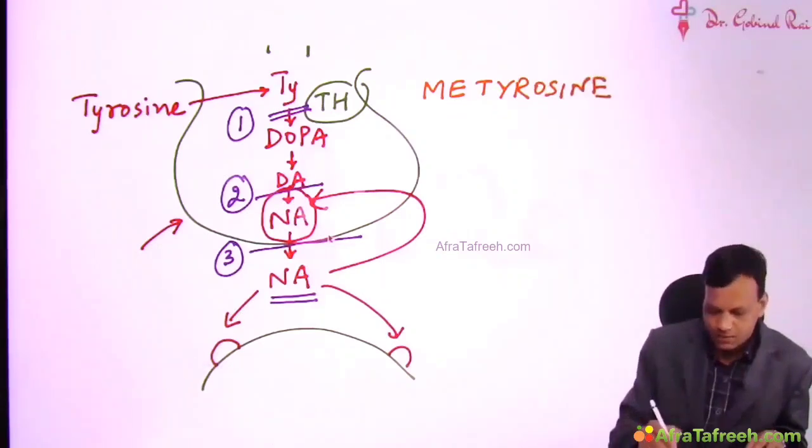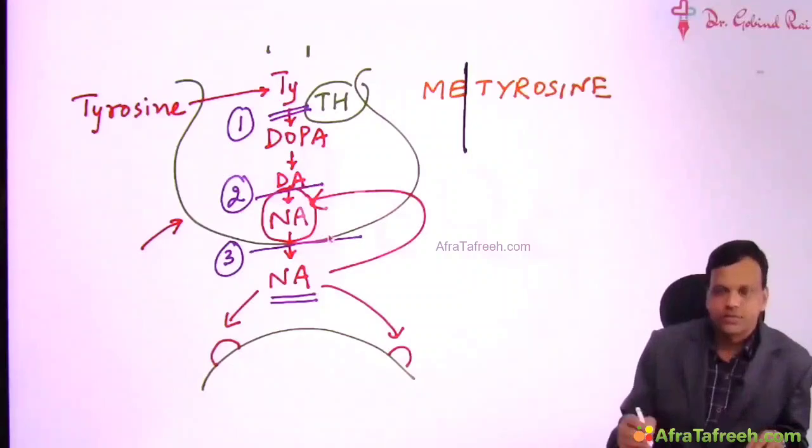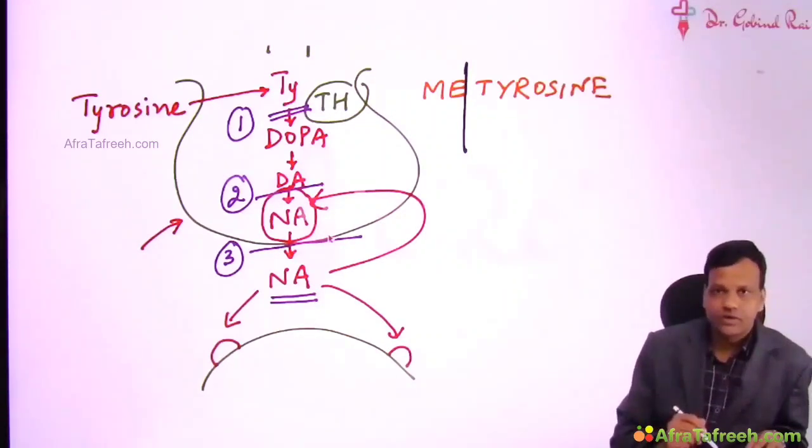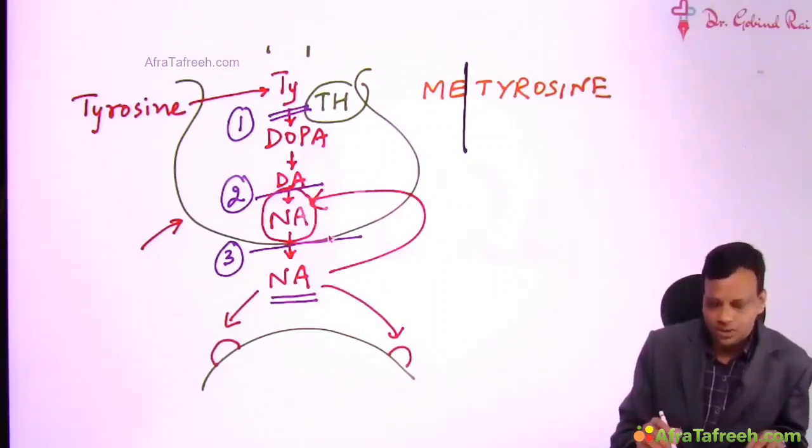Metyrosine. Again, from the name you can remember, metyrosine. The name says I am tyrosine. So the enzyme gets confused about where to act, because the drug is saying I am tyrosine. In this confusion, the enzyme will stop working. So it is a competitive inhibitor of tyrosine hydroxylase.